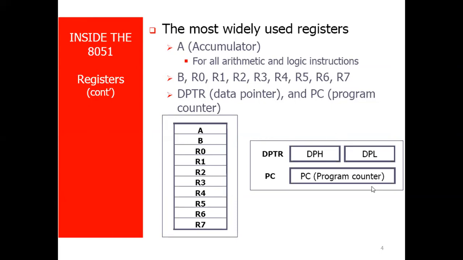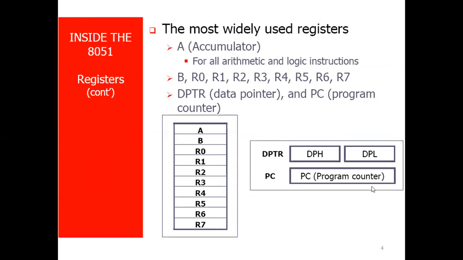The accumulator, register A, is used for all the arithmetic and logical operations. For understanding all these basic registers, we will use two instructions, move and add. DPTR is further divided into two parts. First is DPH, second is DPL. DPH stands for data pointer high byte and DPL stands for data pointer low byte.